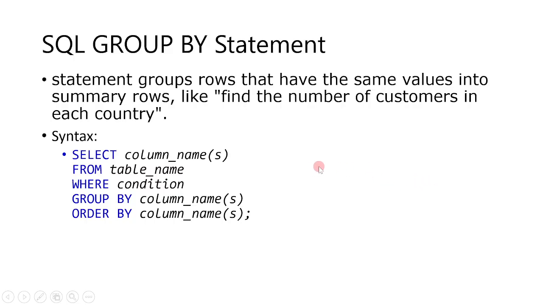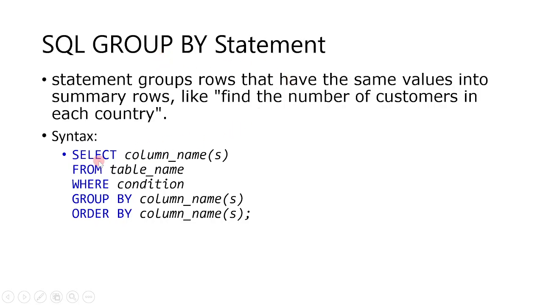Okay, so next we have the group by statement. A group by statement groups rows that have the same values into summary rows. So it is going to group those values if they have the same values. For example, find the number of customers in each country, or in our case, let us say, get the students per course. In that case, we are going to use the group by statement.